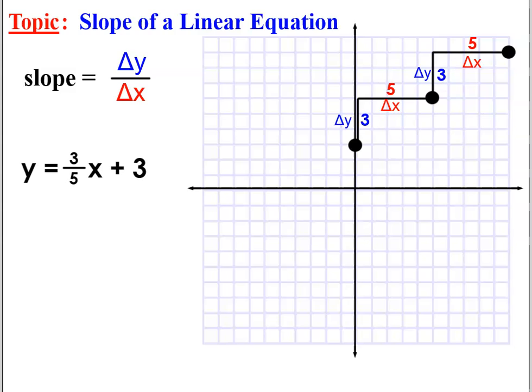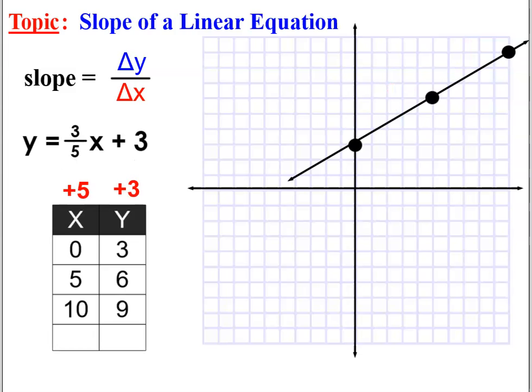If you'd like, you could even make a table of values with these directions. Again, your y-intercept was 0, 3, and if the change in y is 3, then that means you add 3 to every y value. And if the change in x is 5, that means you add 5 to every x value.